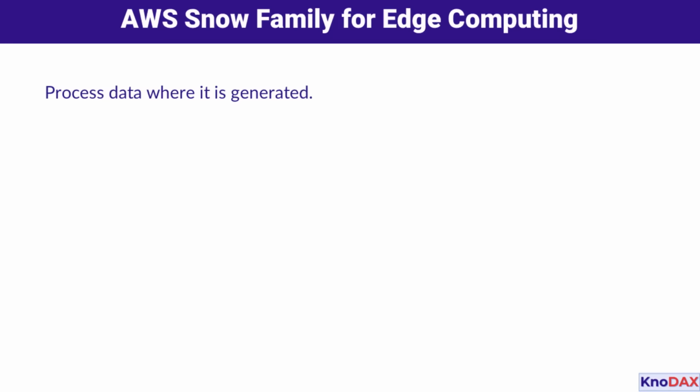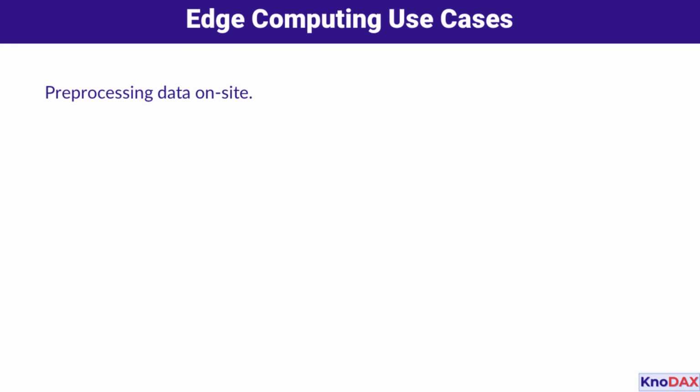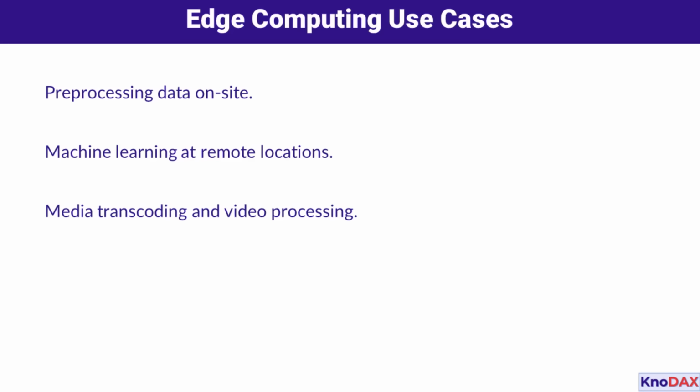Edge computing is all about processing data closer to where it's generated. Snow family devices excel in remote locations with limited connectivity, enabling you to process and analyze data on-site before transferring it to AWS. Use cases for edge computing include data pre-processing, running machine learning models, and media transcoding. Whether you're on a ship, in a mine, or on a truck, these devices bring computing power to the edge.